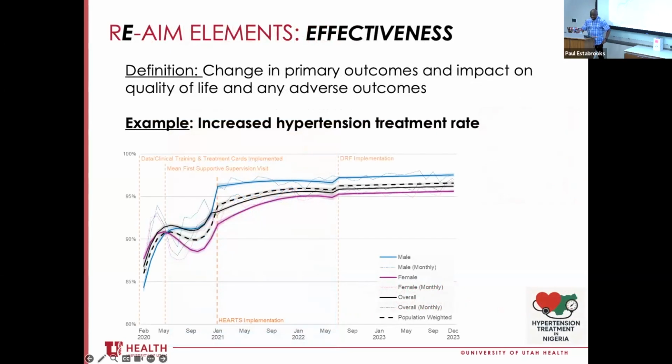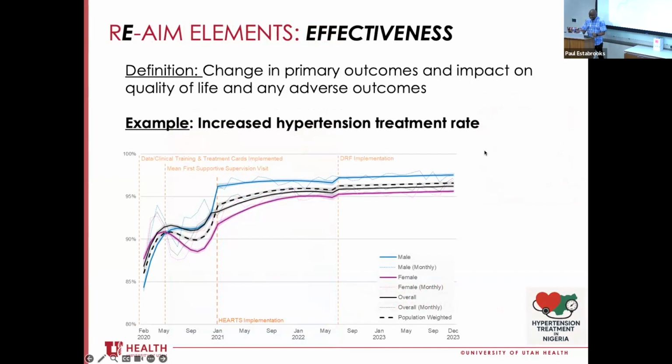So moving to effectiveness. When we talk about effectiveness, it means is your intervention achieving the intended purpose. So change in primary outcomes and impacts or changes in quality of life and measuring any adverse outcomes. So that is measuring your effectiveness. It's more on clinical outcomes.